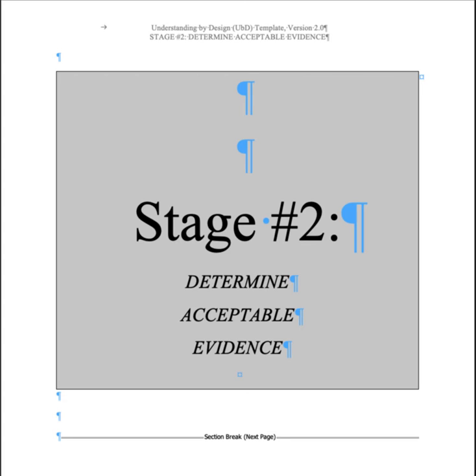Hello everyone. Today we will be discussing stage 2 of the Understanding by Design template, which is Determine Acceptable Evidence. In this stage, we are going to create performance tasks and develop criteria by which we judge those performance tasks. We are also going to assign codes from the previous section 1 to these performance tasks.